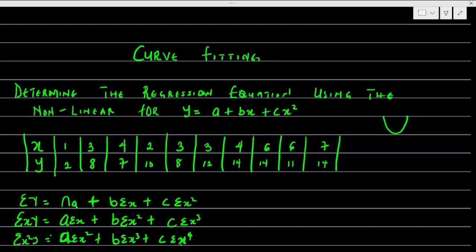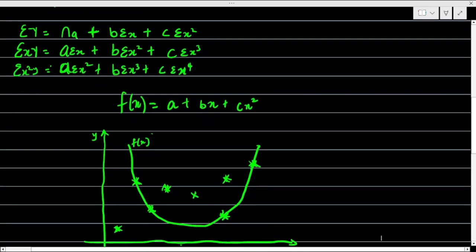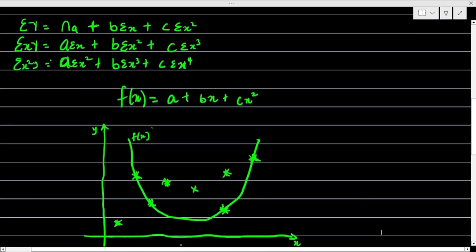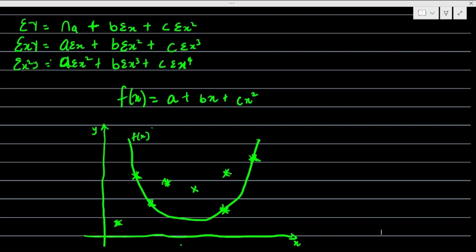Now, what are we going to do? We need a curve that will best fit this data. At this point, we plot this graph. Let's assume we have something like this, with all these points located. This is our f(x), which is a plus bx plus cx squared, and we told you that it will look like a curve. You can see this curve is the one that best fits this data. You can see it maps up to 4 out of those points.